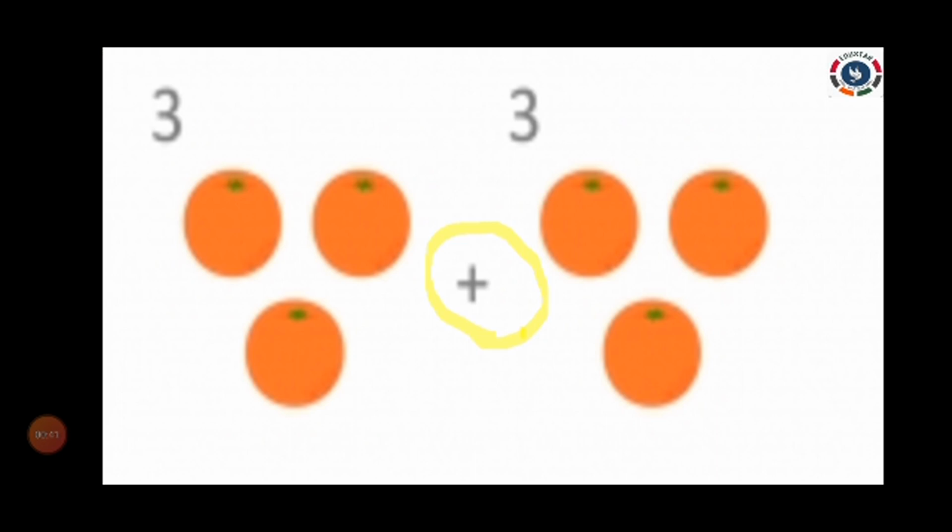Now, one image is given. First we have 3 oranges. Next I am adding 3 extra oranges. I am putting together the extra 3 oranges. Totally how many are we having? 6 oranges. So the number of oranges is increasing. Addition means increasing the value.